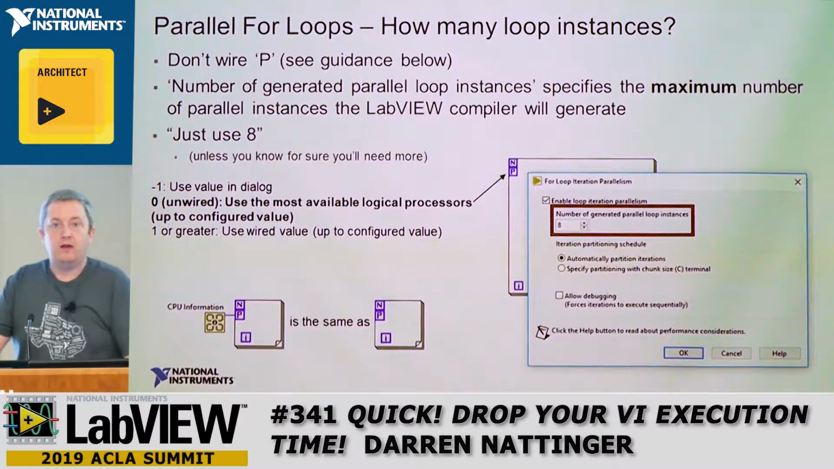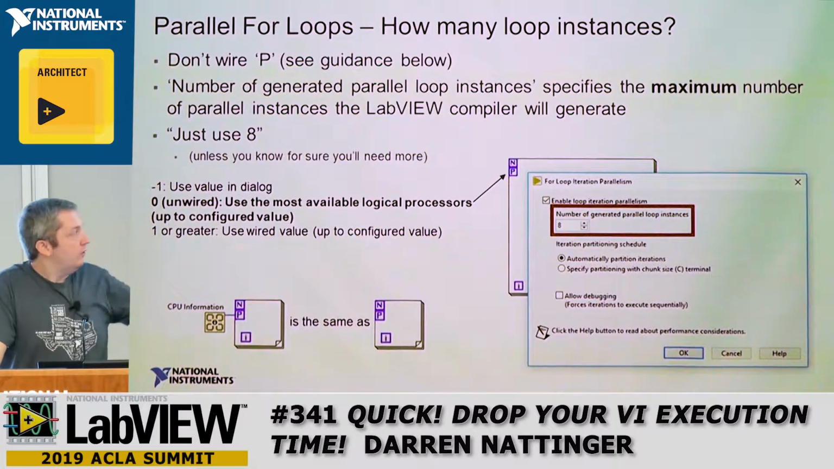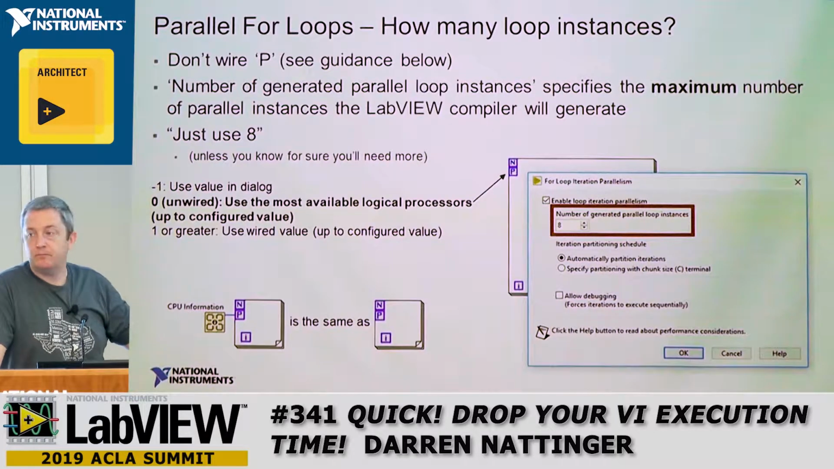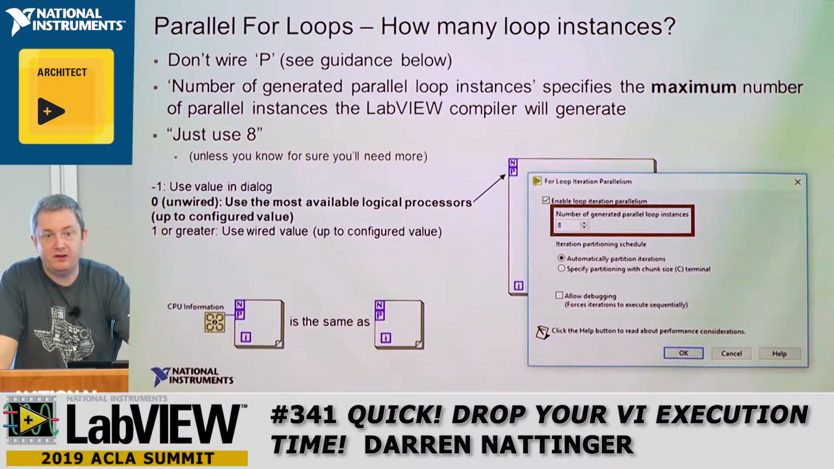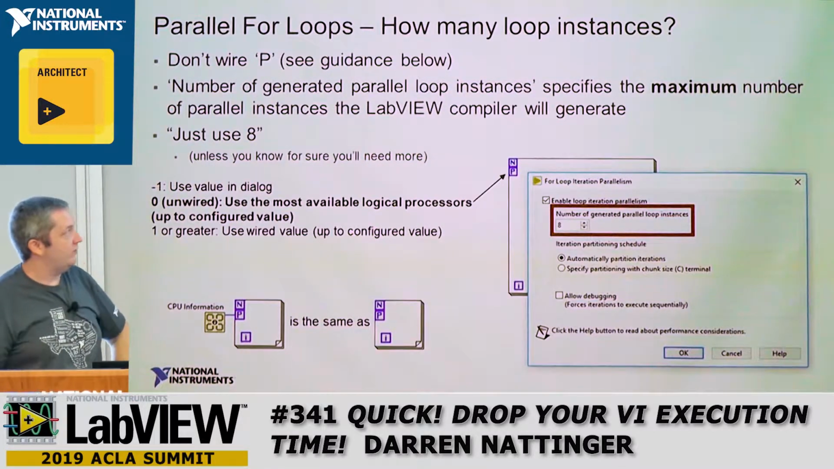But wouldn't, I'm asking, if I could set it to 64 and my CPU information says I only have 4 or I only have 8, wouldn't that drop the number of generated parallel loops? Well, it's always going to generate 64. Okay. So does that P do anything? The P does, so look at my little comment here. If you wire a -1, we use what's in the dialog.